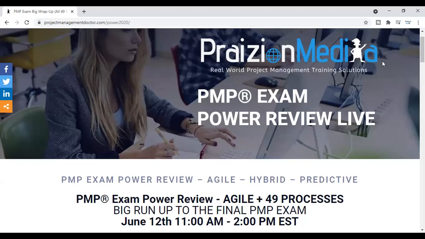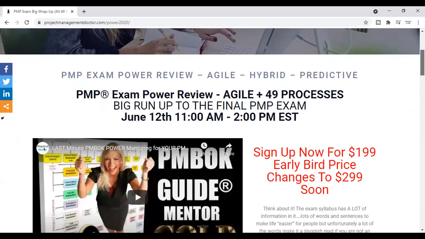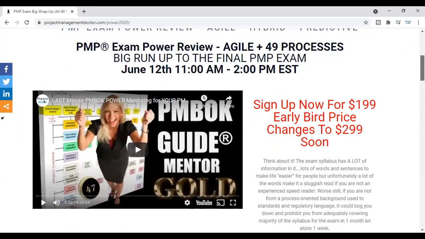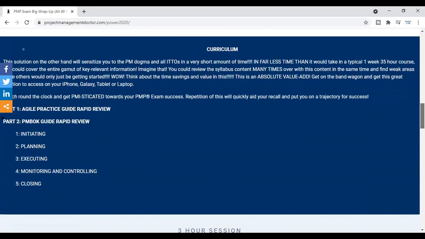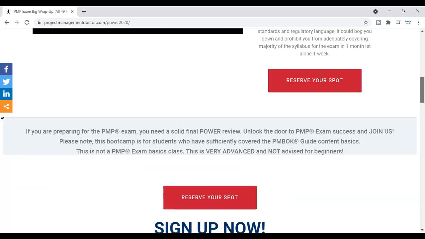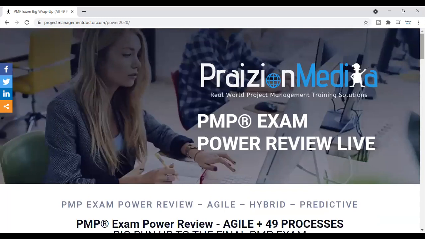However you see it, you're going to get the knowledge, you're going to get the understanding, you're going to break down the ridiculous behemoth, the PMBOK guide, into tiny little chunks. You're going to break down the Agile Practice Guide. You're going to come away with a solid understanding. Here's the syllabus. Part 1, Agile Practice Guide, rapid review. Part 2, PMBOK Guide, rapid review. This is covering all of the processes and all the chapters.